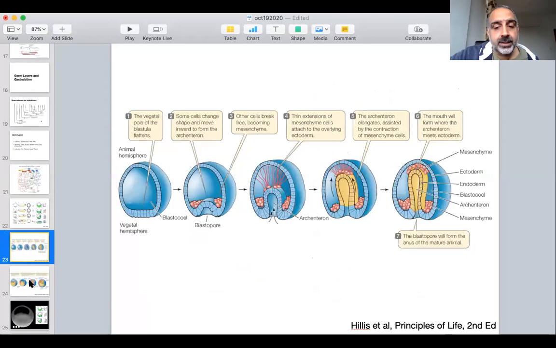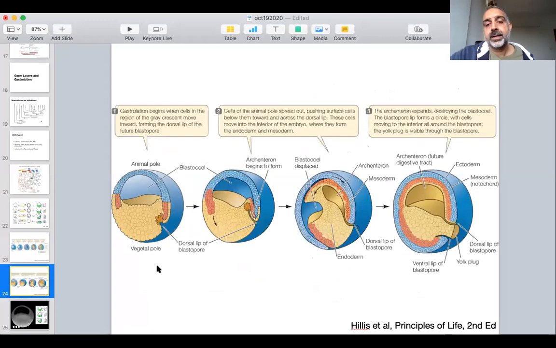So this is sea urchin, and this is Xenopus. So what happens in Xenopus is at some point at the border of the ectoderm and endoderm cells, you have this pinching of the dorsal lip of the blastopore. So I think I've introduced the dorsal lip once before.